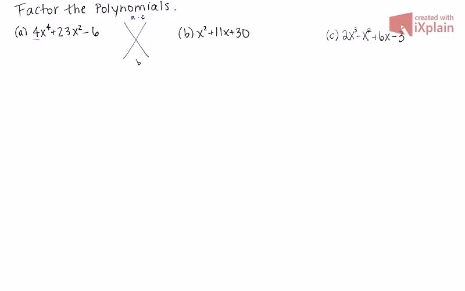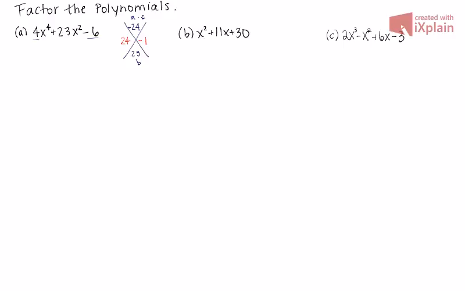My A value is 4, and my C value is negative 6. 4 times negative 6 will give me negative 24. My B value is 23. So now I need to think to myself, what two factors will multiply to give me negative 24, but add to give me 23? Those two numbers are positive 24 and negative 1. When you multiply, you get negative 24. When you add, you get positive 23.